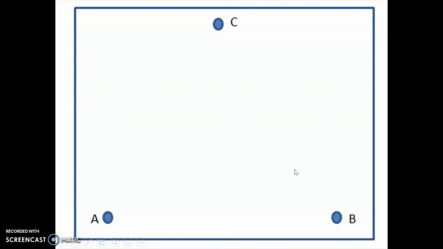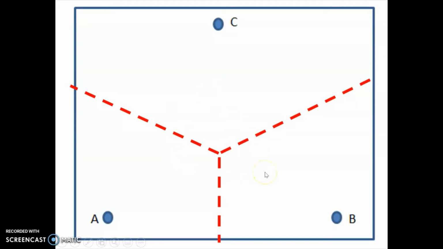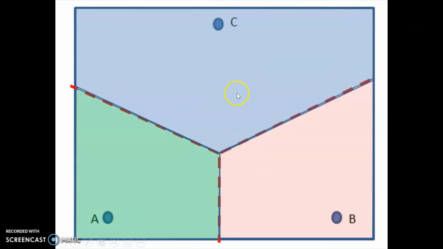How would that look here? Well, it would kind of look like this in this case. There's our three zones by Voronoi diagram. Everywhere in the blue zone, no matter where you stand in blue, C is your closest seed of these three seeds. And everywhere in the green zone, A is your closest seed.